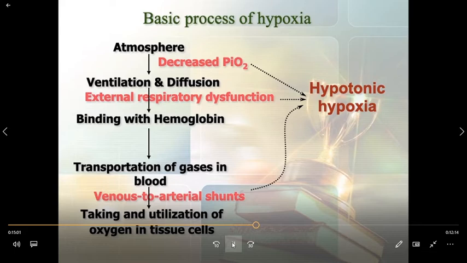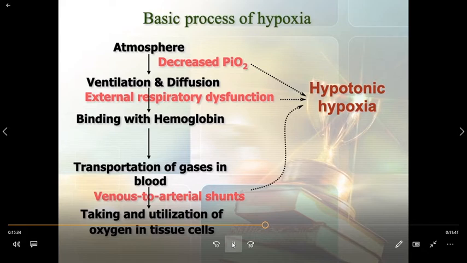Well, let's explain the basic process of hypoxia. From the atmosphere, the decrease of oxygen pressure and the external respiratory dysfunction, ventilation and diffusion. Ventilation, think about the previous picture. The green little ball, which stands for oxygen, has a problem getting into the alveolus.